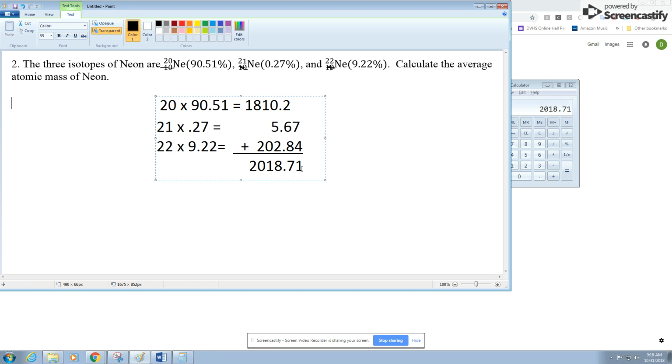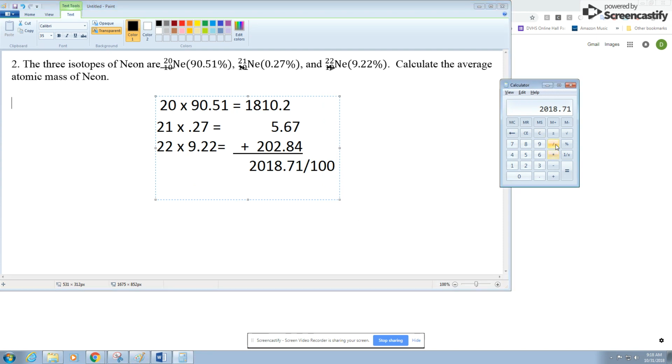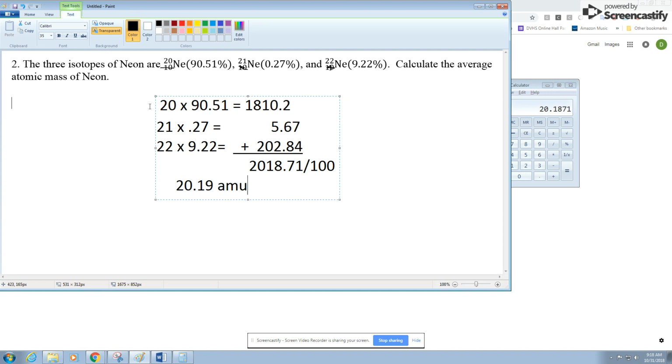And then we're going to divide that by 100. And that's going to equal our answer. So remember, move the decimal place 1, 2 times. And if you don't believe me, calculator won't lie. So 20.18. We'll probably round that to 20.19. Totally write all the numbers if you want to. All right, so what do we write after that? AMU for atomic mass units.